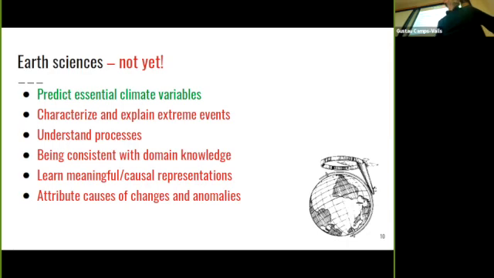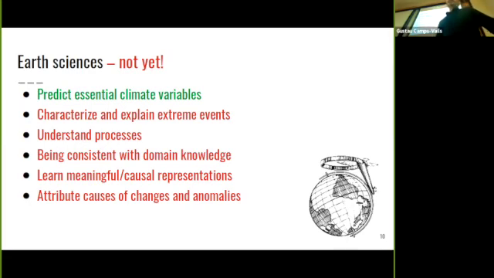We also, in the earth sciences, are very, very much interested in understanding the processes. And also, at some point, it will be really, really difficult to convince physicists that a big black box neural network is useful if it is not really consistent with domain knowledge, or it is not consistent with the laws of physics, like mass or energy conservation, for example.